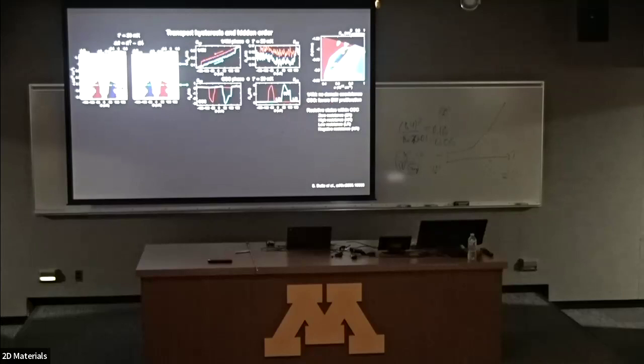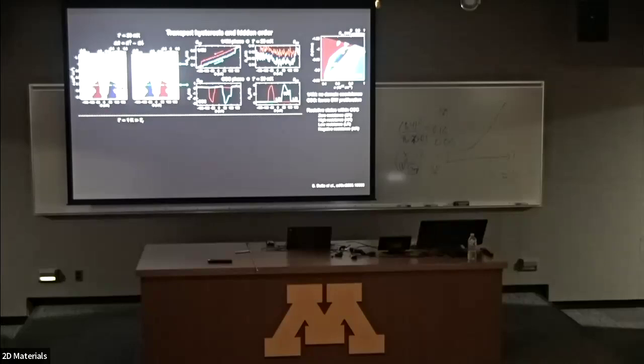Yes? Can you see the domains directly in real space? That's the purpose of the whole talk. Okay. Yes? Is the gap isotropic? Let's come back to this question at the end. I don't think I can answer this question. Okay.